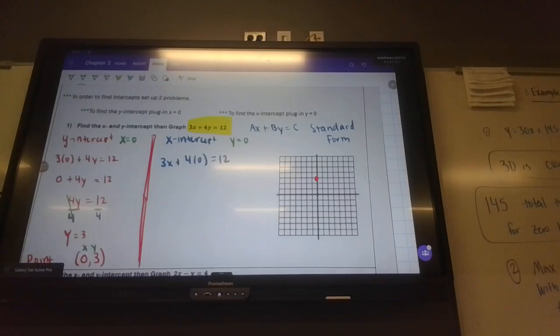So now I'll just slow down for a minute and let you guys do the other one where you put the 0 in the y spot and find another point. And then that's how you graph the line. It's maybe the easiest way we've graphed lines so far.